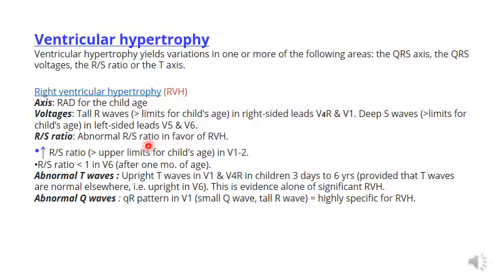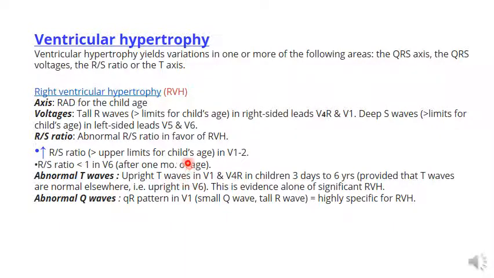V5 and V6. RS ratio abnormal in favor of right ventricular hypertrophy: an increased ratio more than the upper limit for the child's age in V1 to V2, in the right chest leads. RS ratio less than 1 in V6 after 1 month of age.